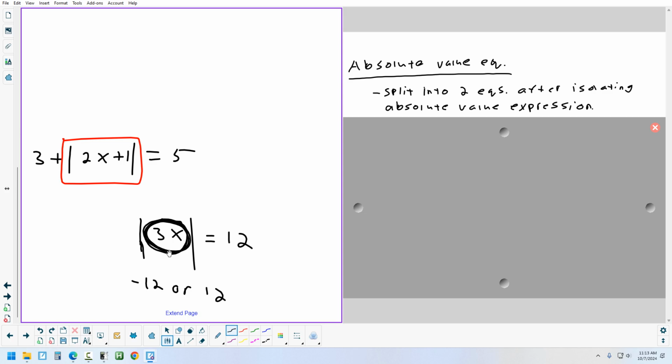So there's two answers. Now I'm going to show you how we split that up into two problems, because you might not always be able to guess the answer so easily.